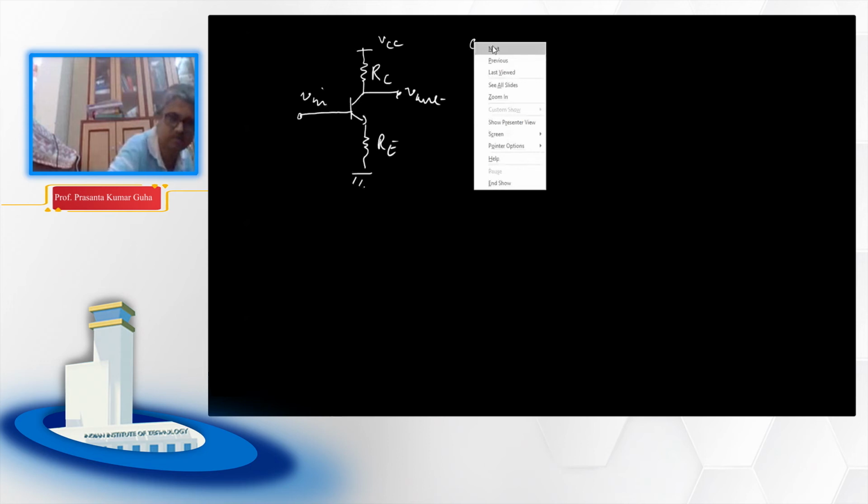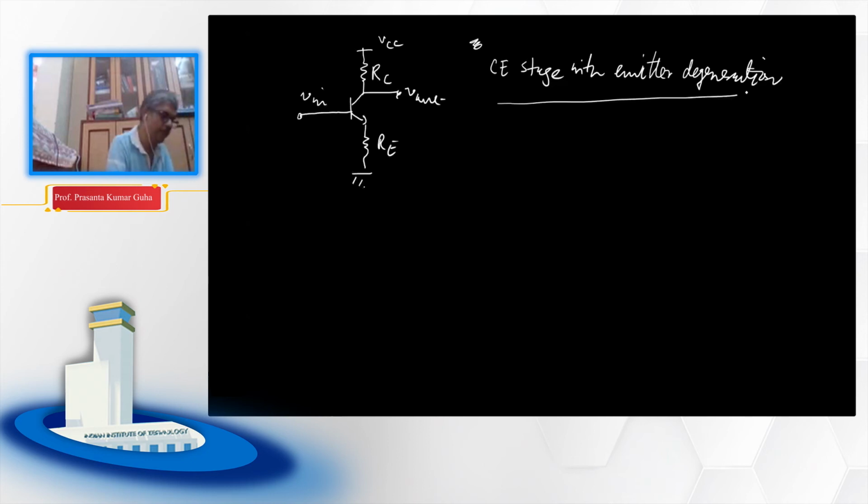What is emitter degeneration? We don't connect the emitter directly to the ground. So this is your Vin and this is your RC to VCC. We have your Vout here, and instead of directly connecting the emitter to ground, we have RE. This particular design is known as a common emitter stage with emitter degeneration. Now, we have seen the effect of this RE when discussing biasing, but let's discuss it even further, because it will give you new insights as far as the input and output resistance and gain of the circuit are concerned.